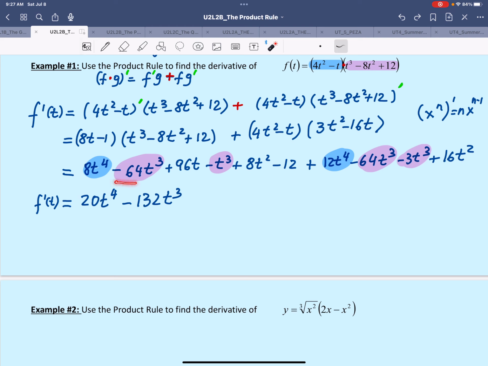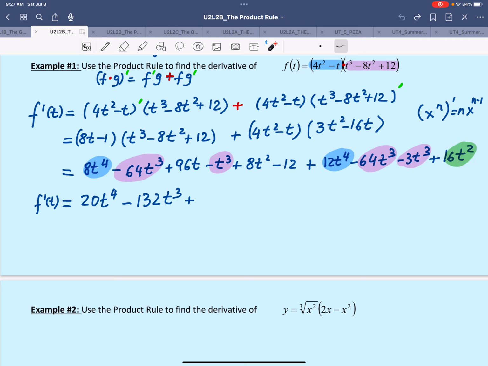You can use a calculator, just do the coefficients. I like to use my brain whenever possible so that my brain is always alert. But negative 64 plus negative 64 is negative 128, and then negative 1 and negative 3, and that's how I get negative 132. And then we go with the t squared terms.